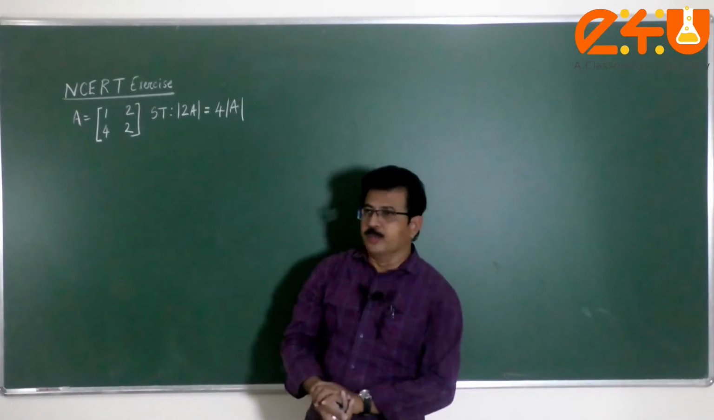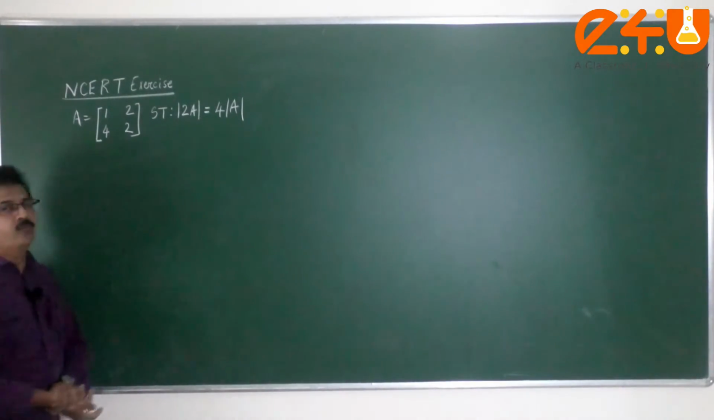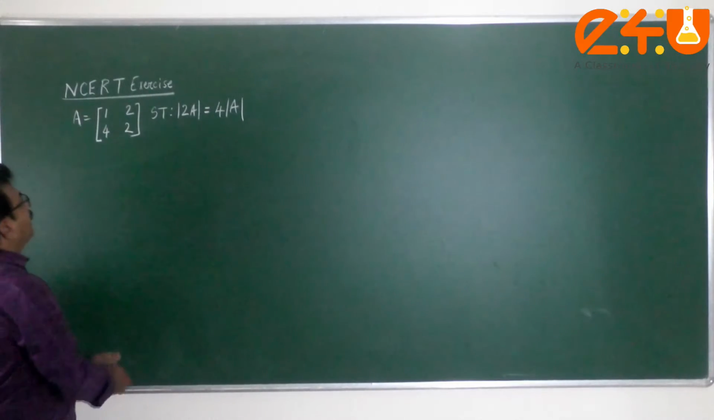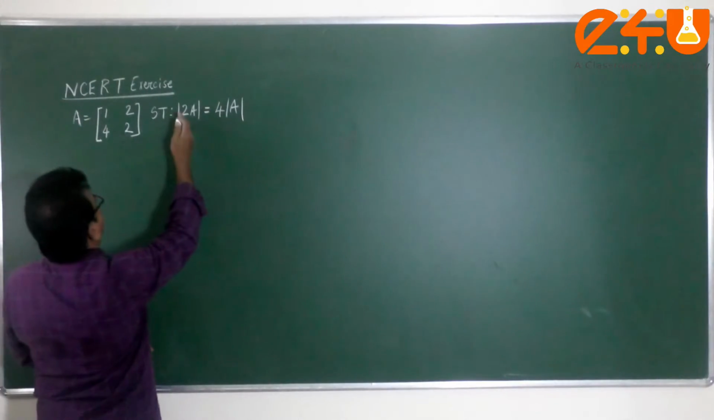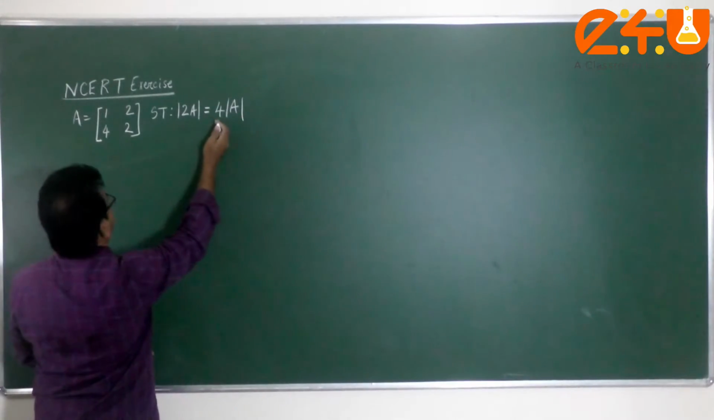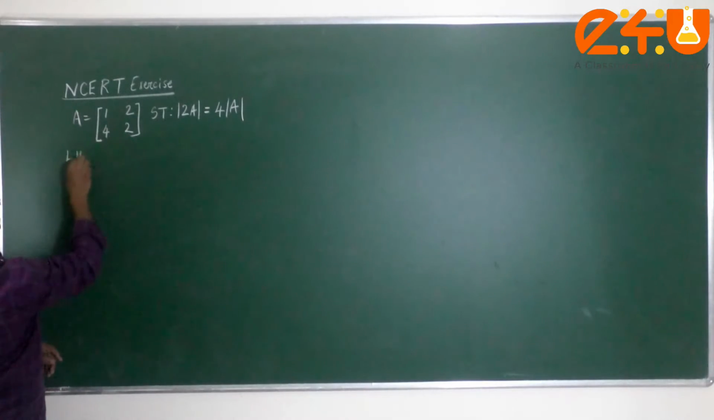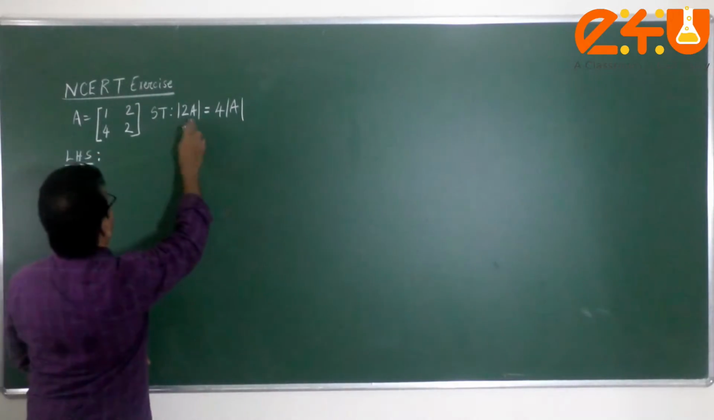Matrix A is a 2 by 2 matrix having elements 1, 2 in row 1 and 4, 2 in row 2. We are supposed to show that modulus 2A, or determinant 2A, is equal to 4 times determinant A. So let us start with the LHS. What is determinant of 2A?